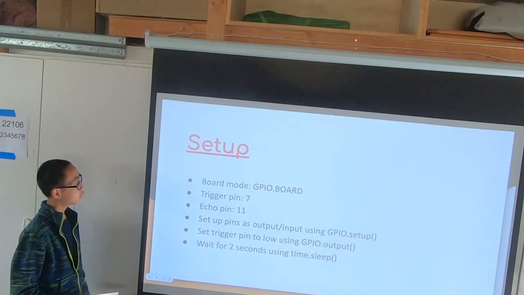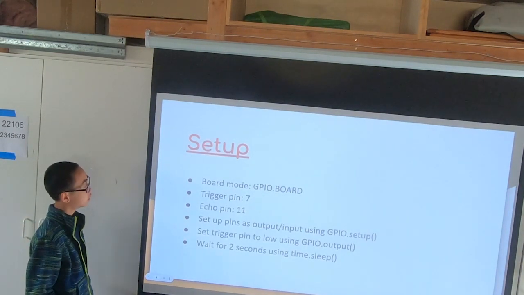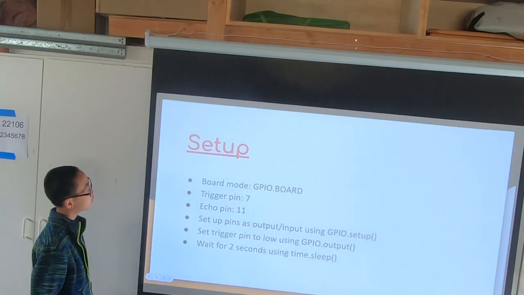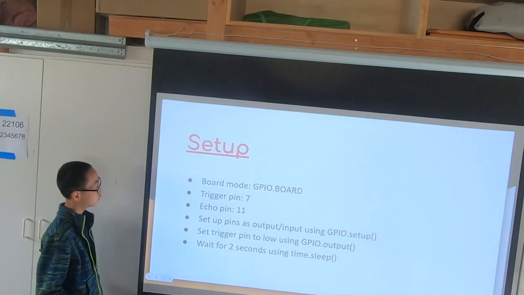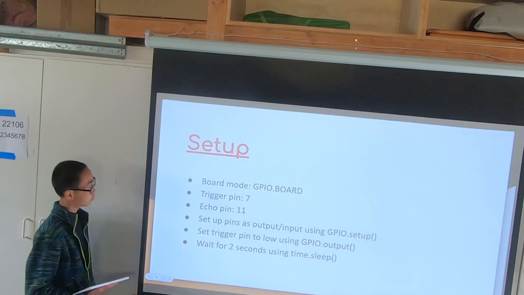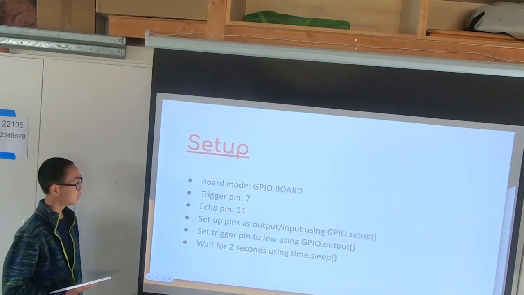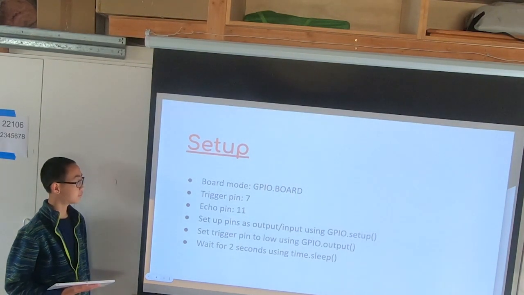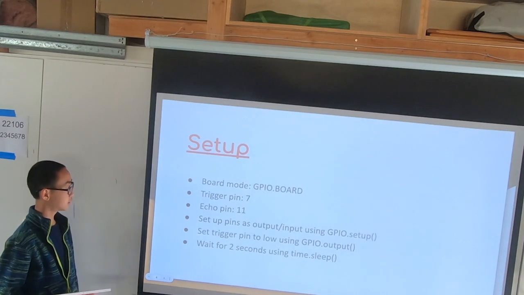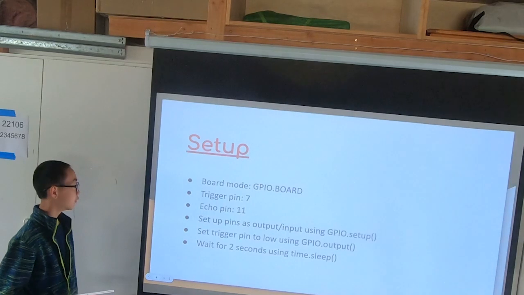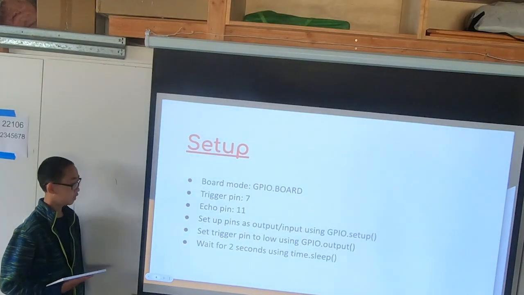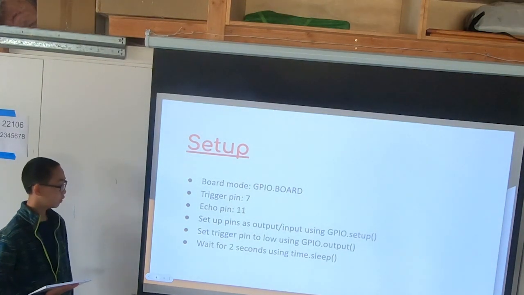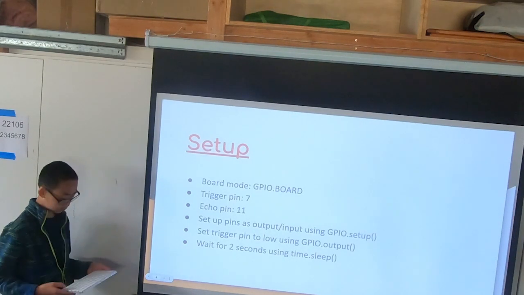So, for the setup, we use GPIO.BOARD. We used the 7th pin as the trigger pin and the 11th pin as the echo pin. And then we set up the pins as the output and the input. We set the trigger pin to low, and then we waited for 2 seconds.